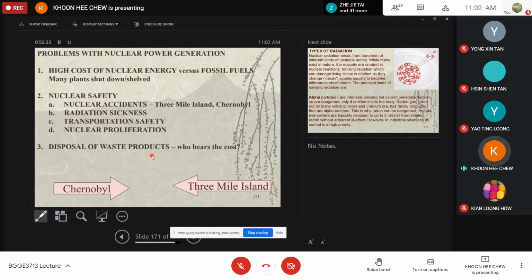And then the beta wave can be stopped by the aluminum wall, and neutrons can go through all of these except the very thick concrete wall. Okay, so let's look at what these radiations are.